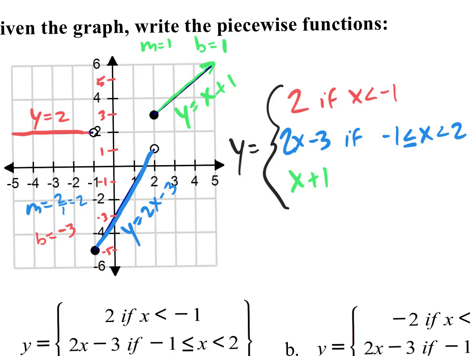Now, what about the condition? Well, where does it exist at? Does it exist at -4? No. At 0? No. Does it exist at 1? No. It starts existing at 2, and it does exist at 2 because it's a solid dot, and it exists to the right of 2.